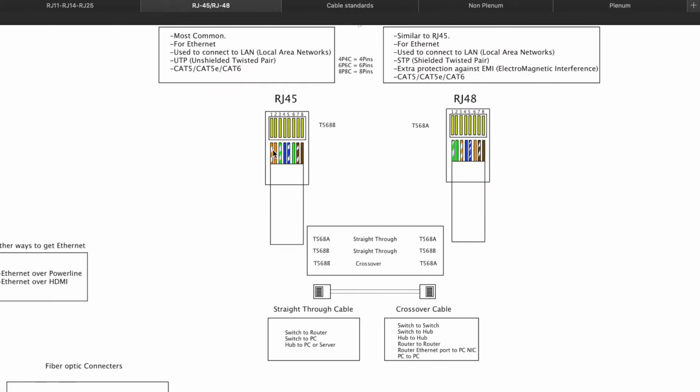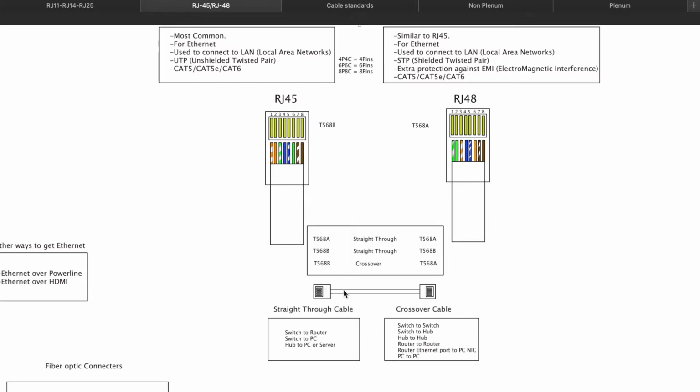Now let's talk about the color coding. So you have this color coding here, which is a T568B, and you have this color coding, which is a T568A. The only difference is that the green wires swap places with the orange wires. So you'll see that 1 swaps with 3, and 2 swaps with 6. See over here, the orange wires swap with the green, 1 swaps with 3, and 2 swaps with 6. The other wires remain the same.